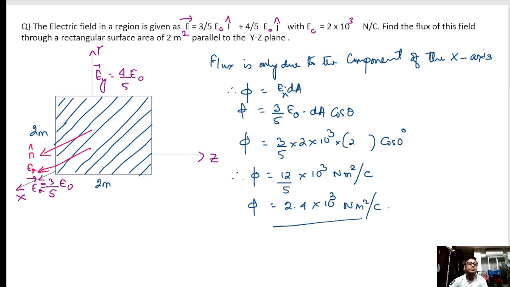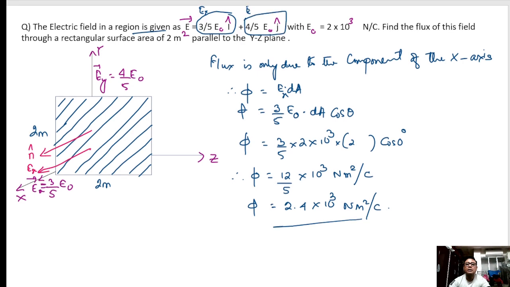Next, we see here the electric field in a region is given as this. This is the i component, meaning the X component of the electric field, and this is the j component, meaning the Y component of the electric field, and E0's value is given to us. Find the flux of this field through a rectangular area. This is the area given parallel to the YZ plane.